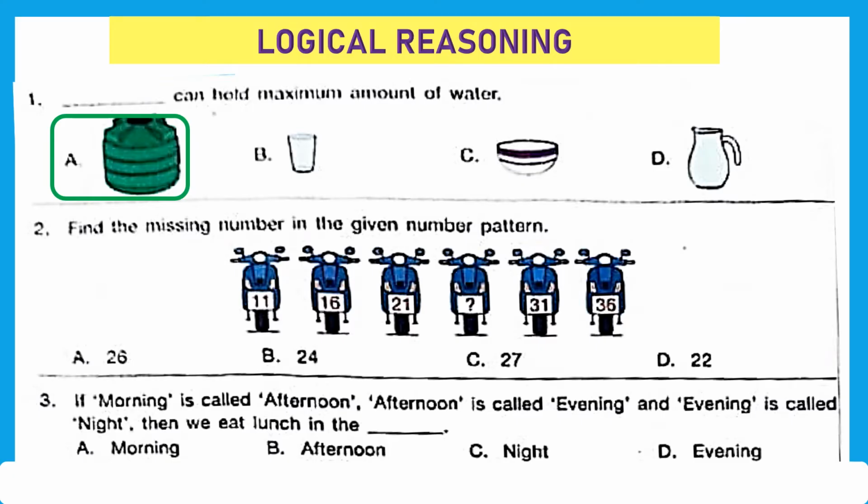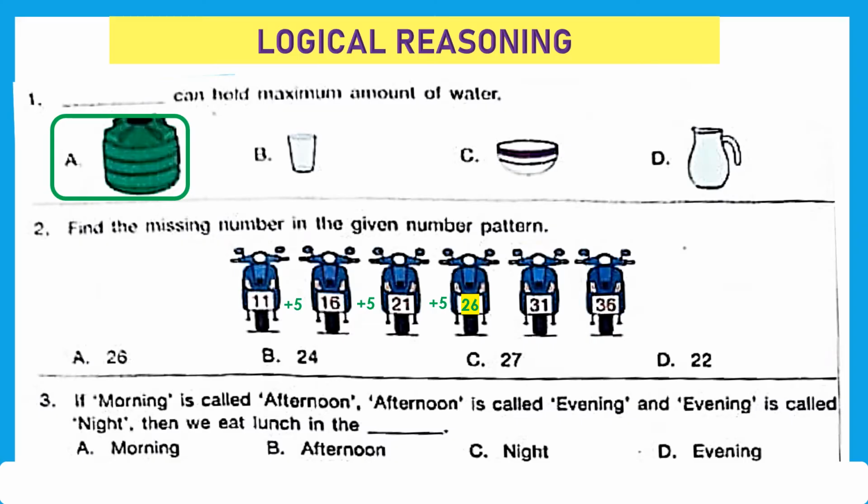Question 2. Find the missing number in the given number pattern. So there are some scooters and numbers are written. We have to find what is the logic behind moving forward. So the first scooter has 11, second scooter has 16. The first thing which comes to mind is 11 plus 5, that makes 16. Now let's see whether this applies to the next number. 16 plus 5 is equal to 21. That is right. 21 plus 5 is equal to 26. So our answer should be 26.